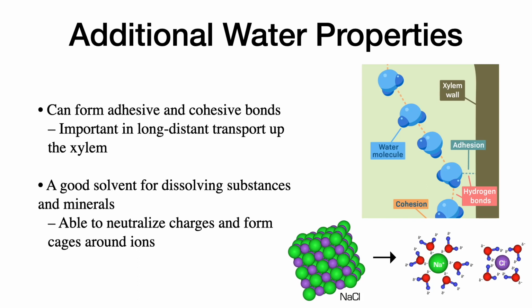Cohesion, or cohesive bonds, are the bonds that form between water molecules, so forming hydrogen bonds between water molecules. So when we say that a water molecule adheres to the wall of some structure, whether that's the xylem or a glass container, we're talking about adhesion. When we talk about water molecules binding to each other through hydrogen bonding, we call that cohesion.